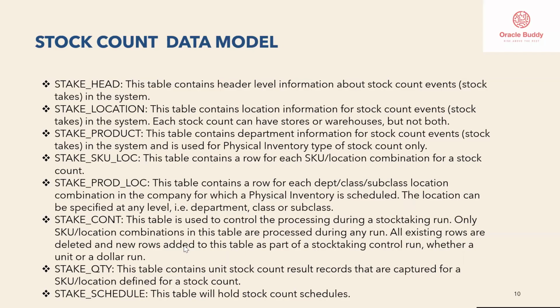STAKE_CONT: this table is used to control the processing during the stock taking run. Only SKU location combinations in the table are processed daily during any run. All existing rows are deleted and new rows added to this table as a part of the stock taking control run, whether a unit or dollar run. Similarly, we have other tables like STAKE_QUANTITY and STAKE_SCHEDULE.